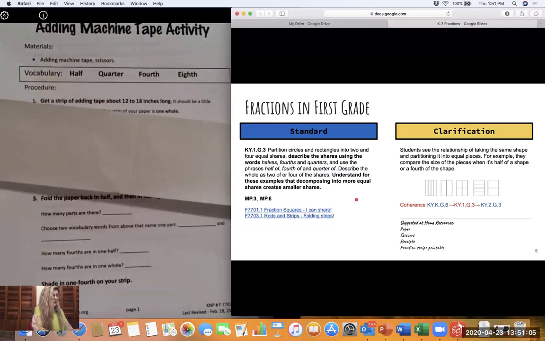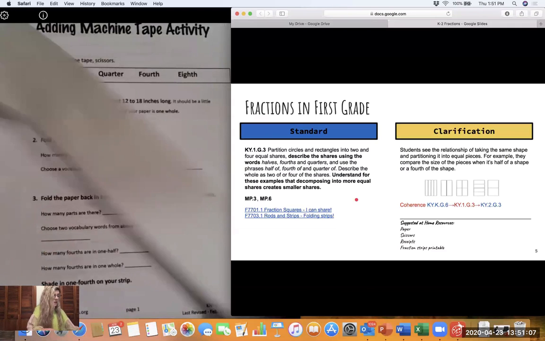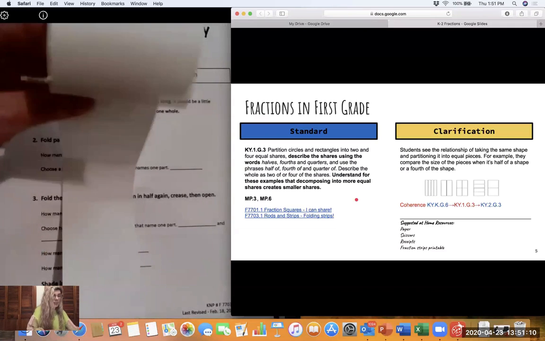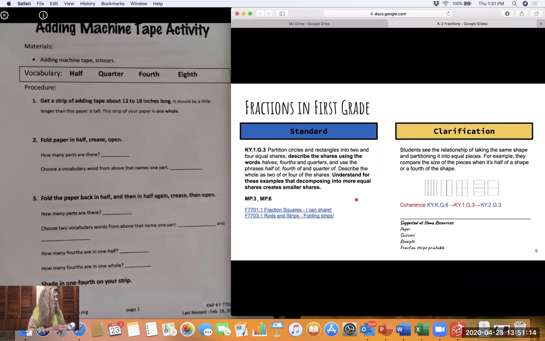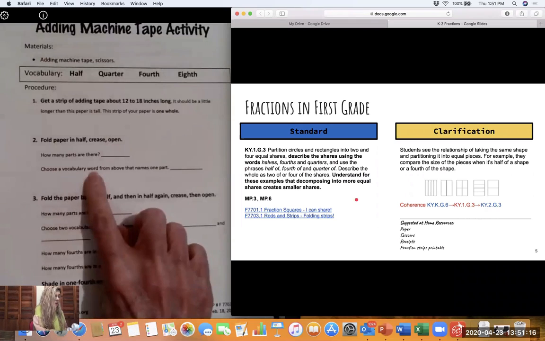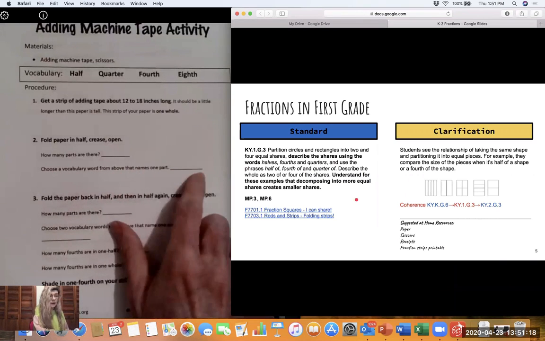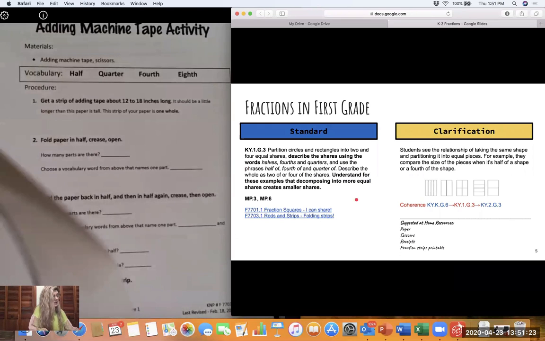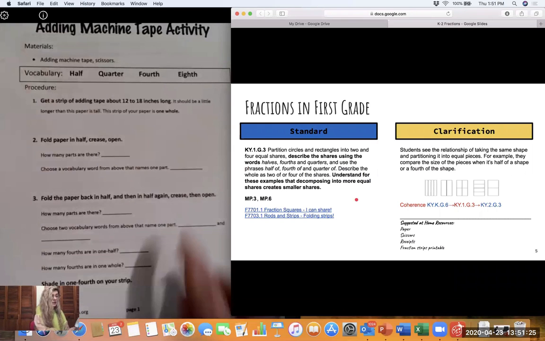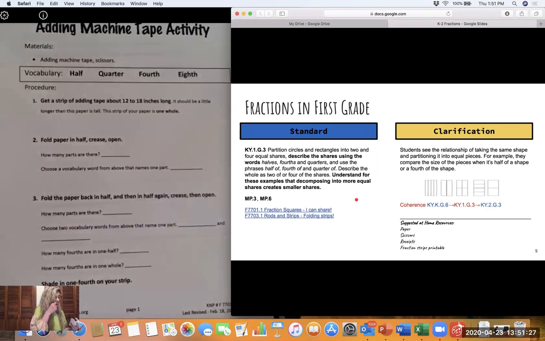And then you talk about, okay, how many parts do you see? Okay, so we see that there are now 2 parts. And it says, choose a vocabulary word from above that names one part. So if we look at this, the kids can see, okay, that means that this is a half and this is a half, so they would write the word half in there.